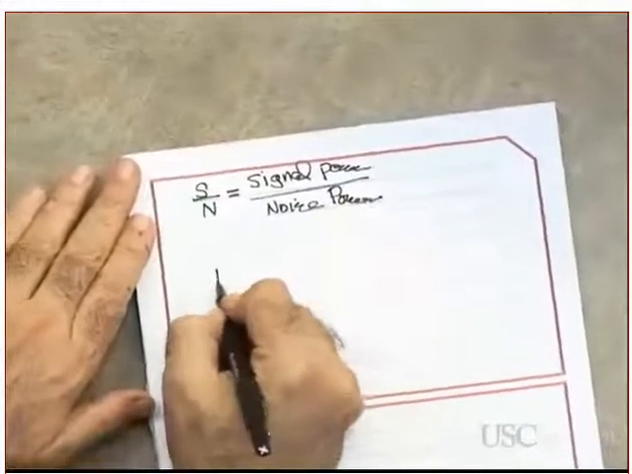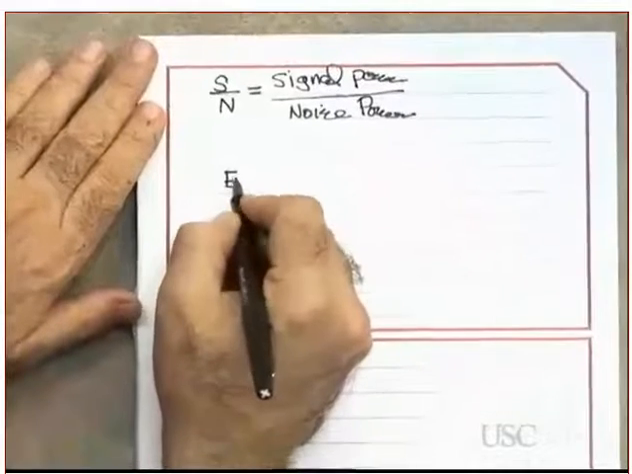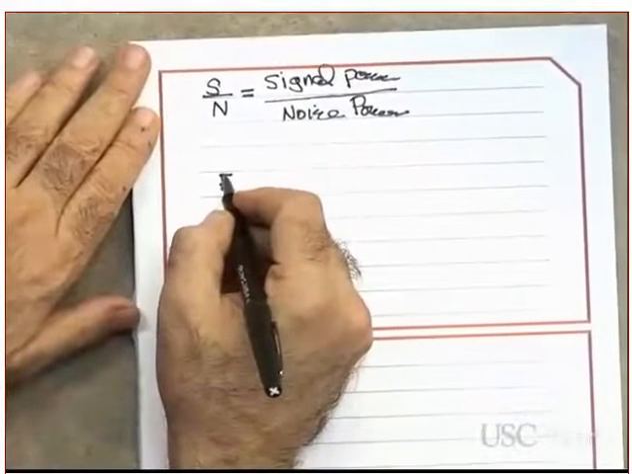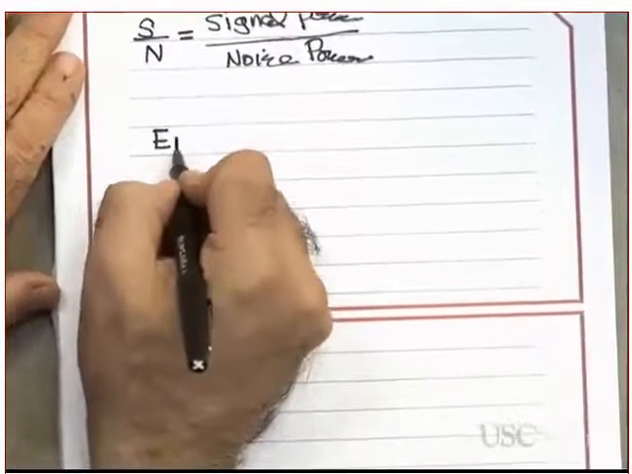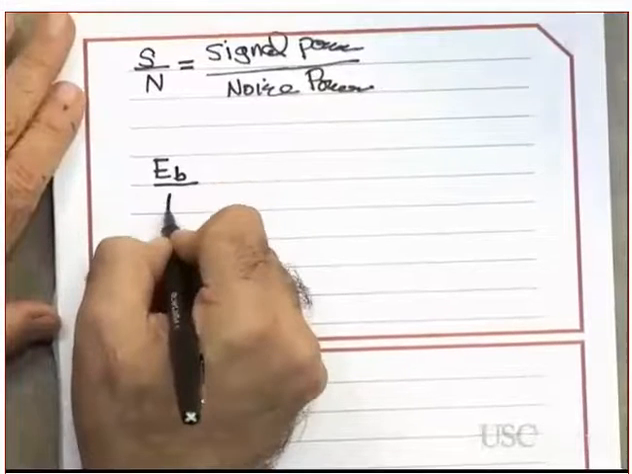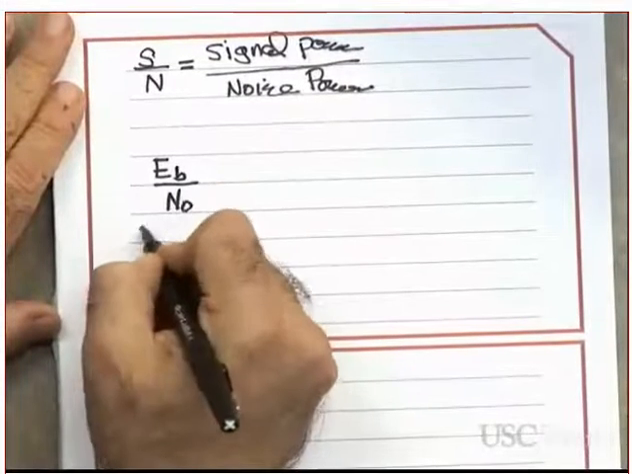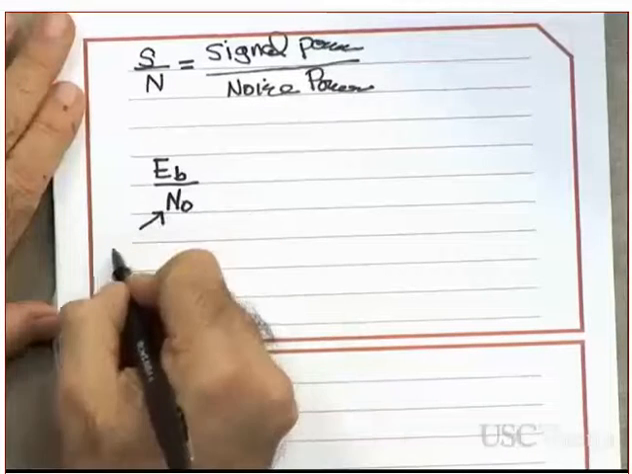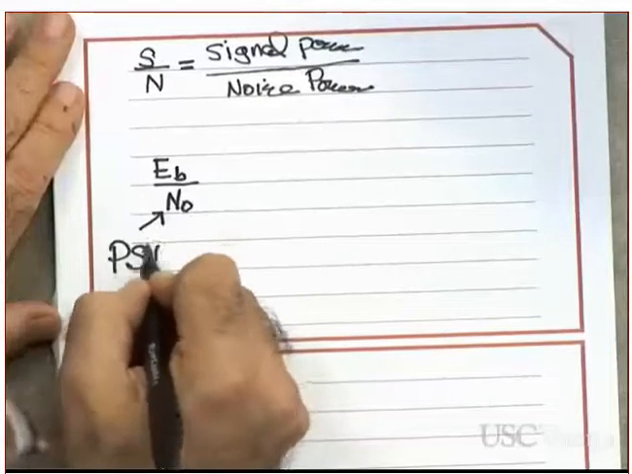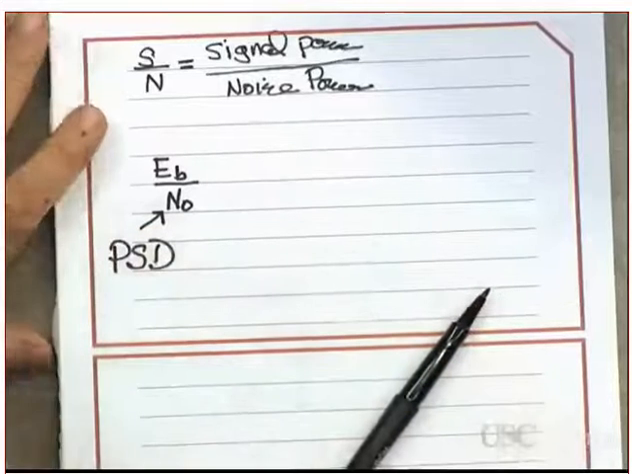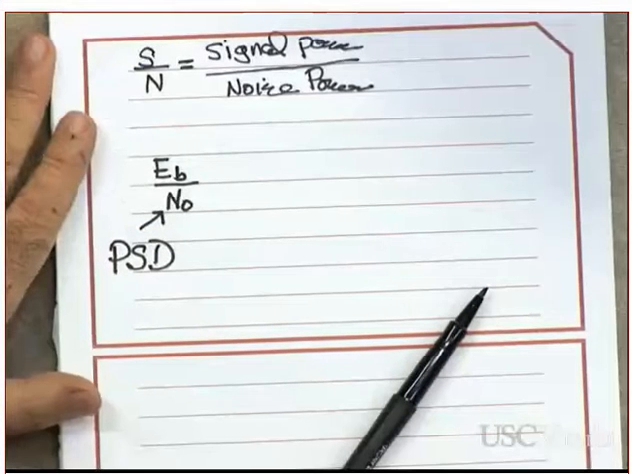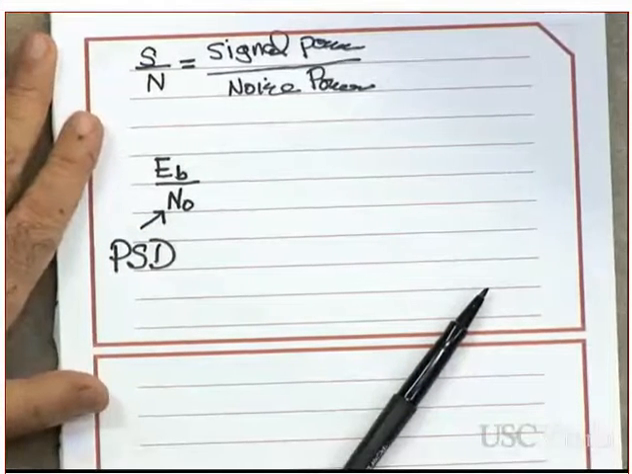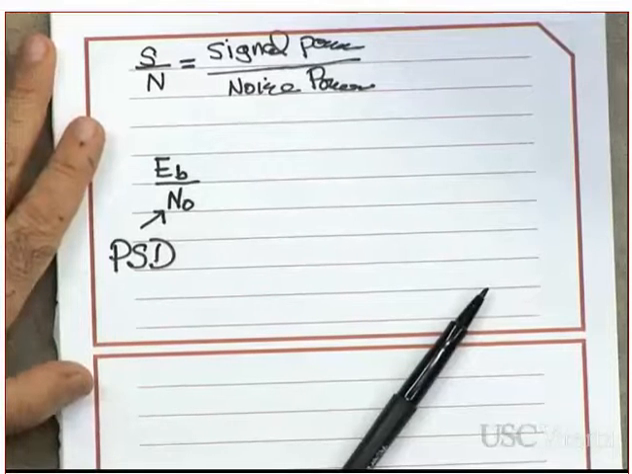Now I'm going to introduce another, and this one, by the way, is going to cause us severe headache. You will see what I'm talking about. Eb over N0. This N0 is the power spectral density. Do you understand what I just said? I am sure you are confused. Are you confused or not?